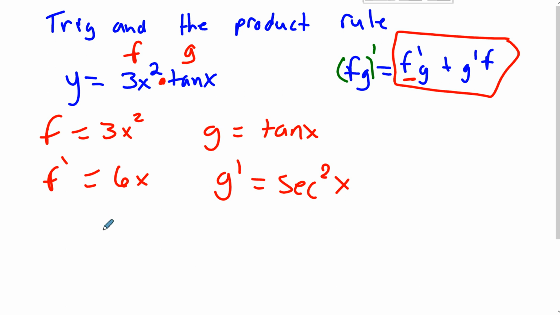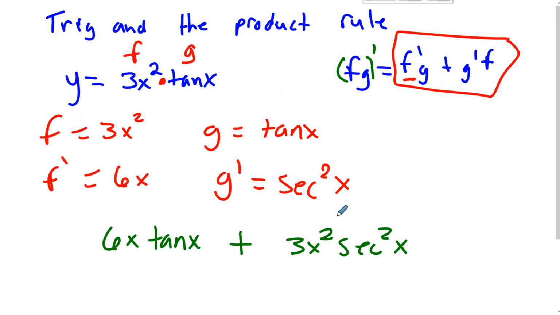A lot of times I like to actually put the g first, but this one it's probably better to put this first because tangent comes after. So you know you're taking tangent of x and then multiplying it by 6x. And then g, so this one I would put f first, just because it looks better. And g prime is secant squared x. And so that's the derivative, y prime or dy over dx.